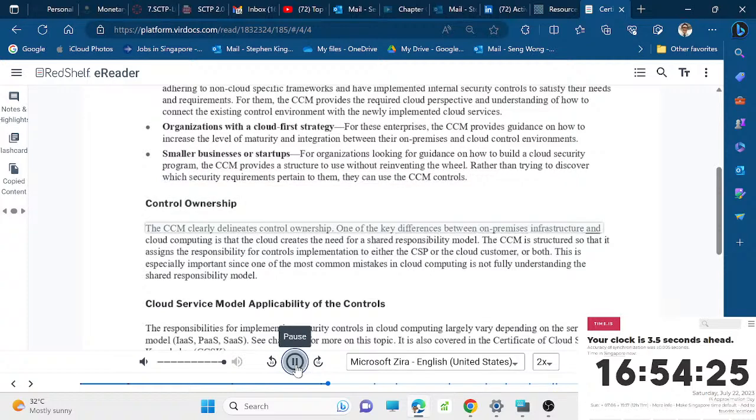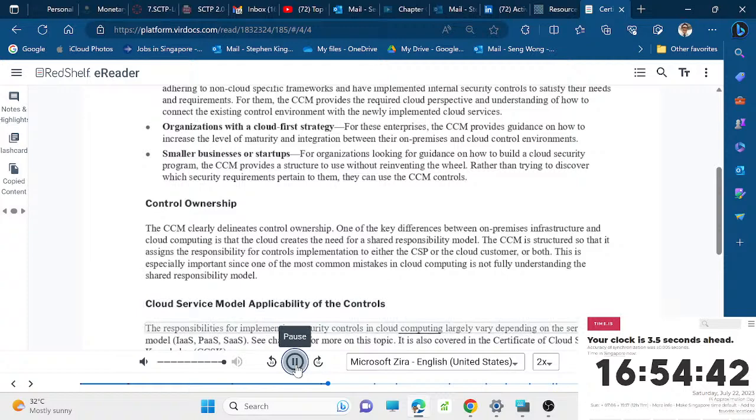One of the key differences between on-premises infrastructure and cloud computing is that the cloud creates the need for a shared responsibility model. The CCM is structured so that it assigns the responsibility for controls implementation to either the CSP or the cloud customer, or both. This is especially important since one of the most common mistakes in cloud computing is not fully understanding the shared responsibility model. Cloud service model applicability of the controls.